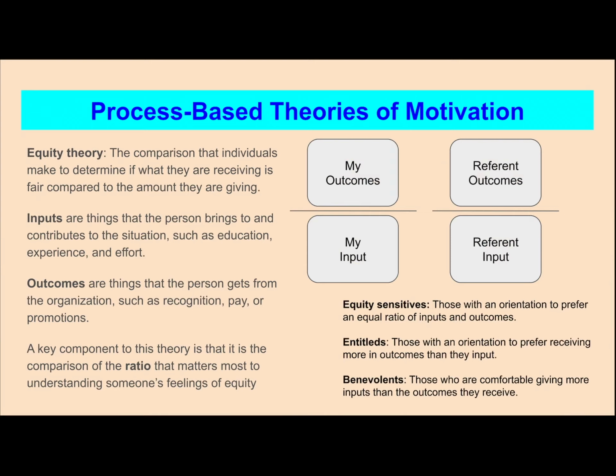However, there's also something called entitleds. Entitled people think that they should get more in outcome than they input, or they should get a higher ratio than their coworkers. They think they kind of deserve more than everybody else, or more outcome for their input. The opposite of an entitled is a benevolent. Benevolents are those who feel comfortable giving more than they receive, or they feel comfortable if their coworkers actually have it a little better than they do.